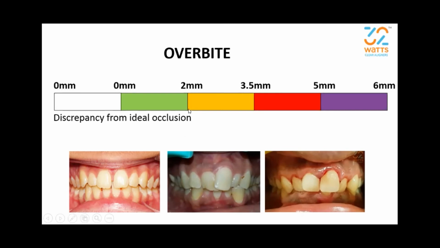So if the deep bite correction is up to 2 millimeters, we consider it as a mild case. Up to 3.5 millimeters, it is a moderate case. Deep bite correction up to 5 millimeters is a standard case, and greater than 6 millimeters deep bite correction is difficult with aligners to be treated.